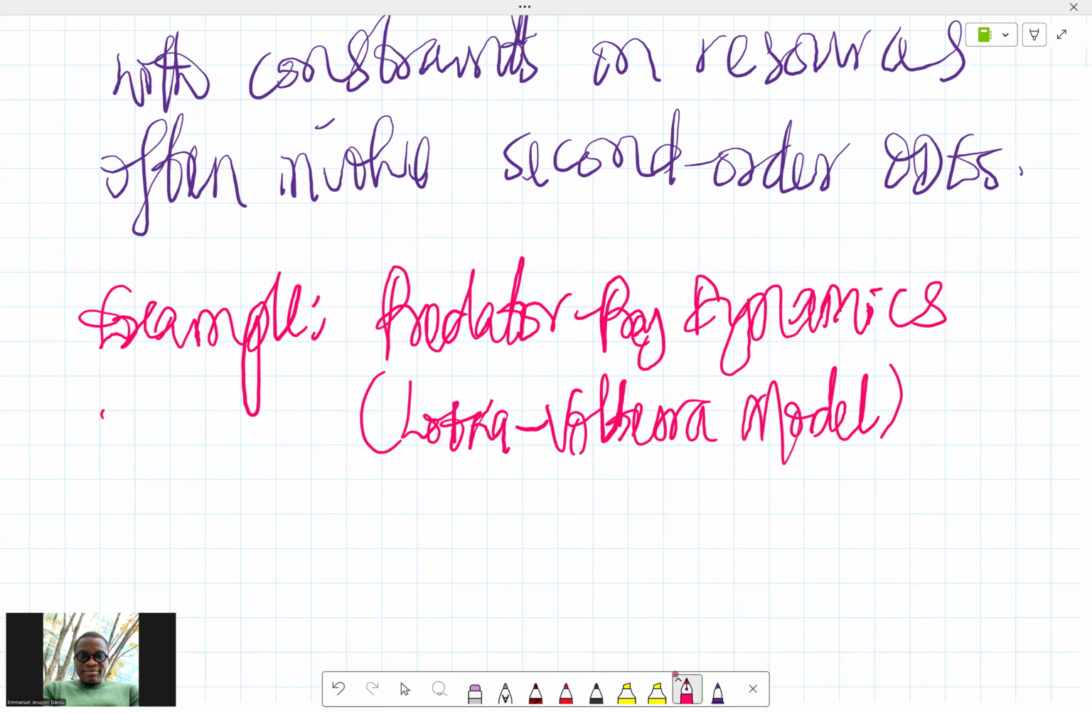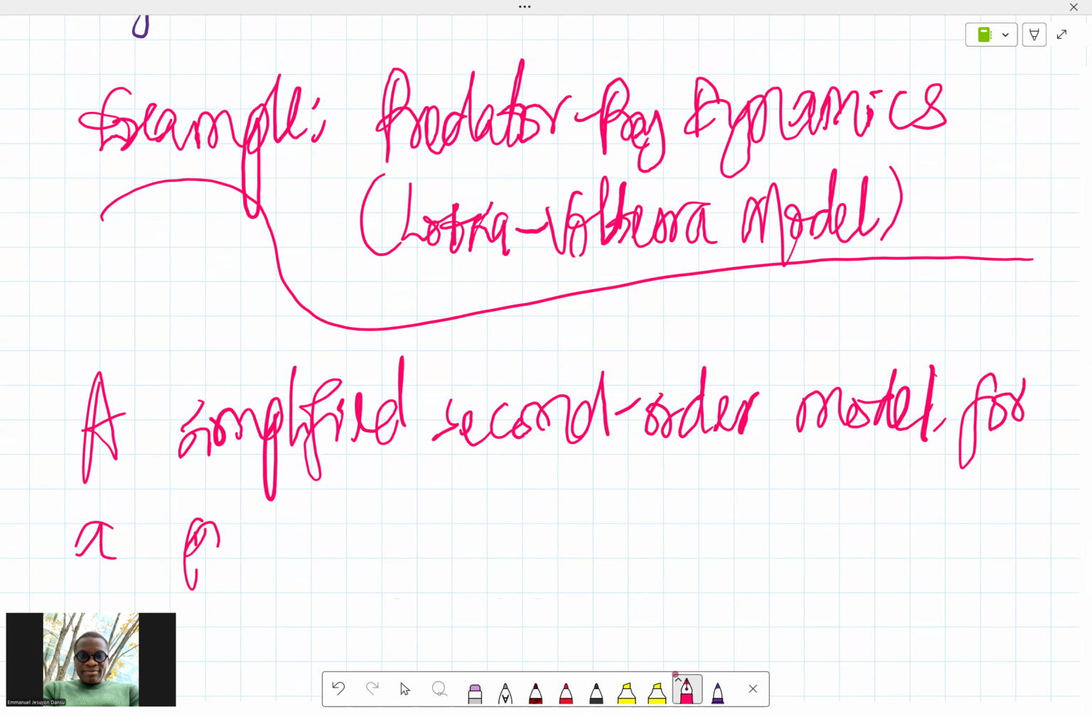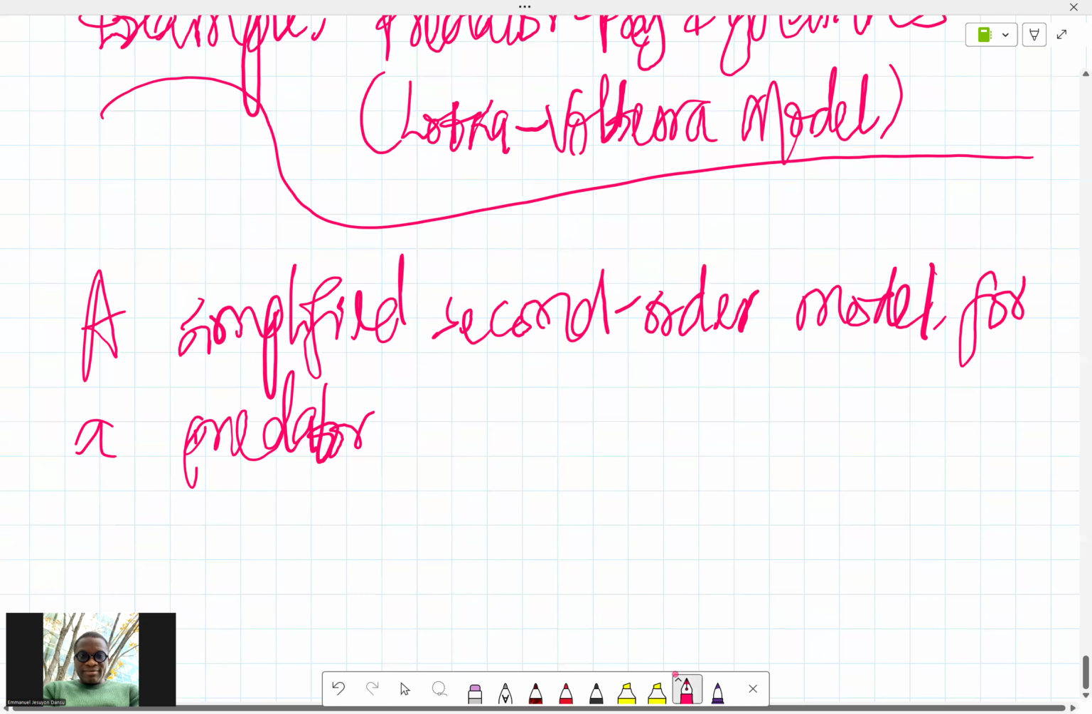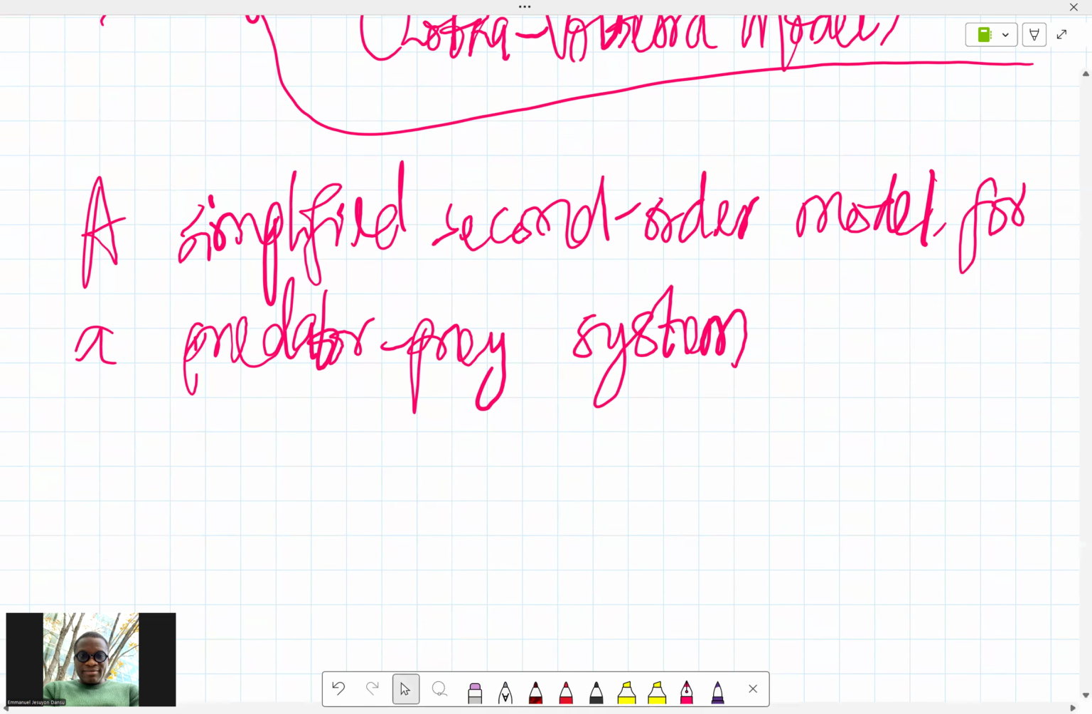Okay. So here we have a simplified second order model for a predator prey system. Usually it's a system of equations which we're still going to talk about, systems of ordinary differential equations, as we go on. So this is just one representation.